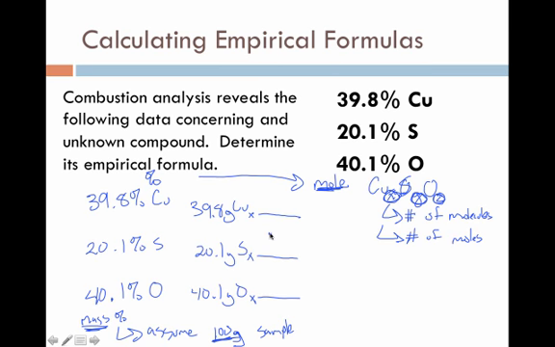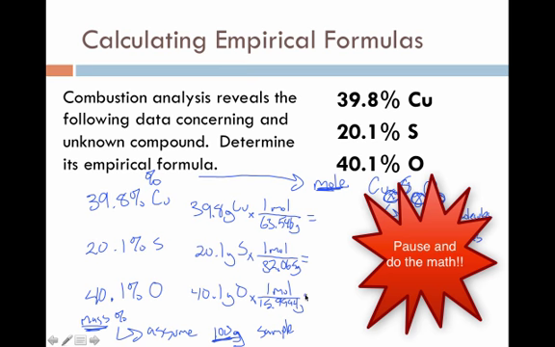So looking up our elements, we find that copper is 63.546 grams for every 1 mole of copper. Sulfur is 32.065 grams for every 1 mole of sulfur, and oxygen is 15.9994 grams for every 1 mole of oxygen. We can take a minute to do those quick calculations. I recommend pausing the video and doing them on your own, and then we'll talk about what we can do with the answers and how that's going to get us to our formula.